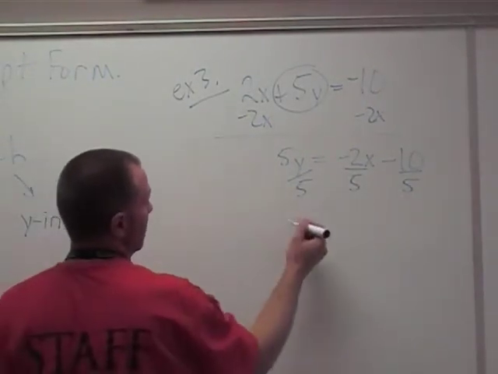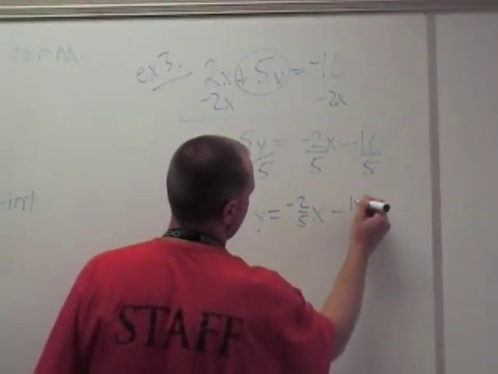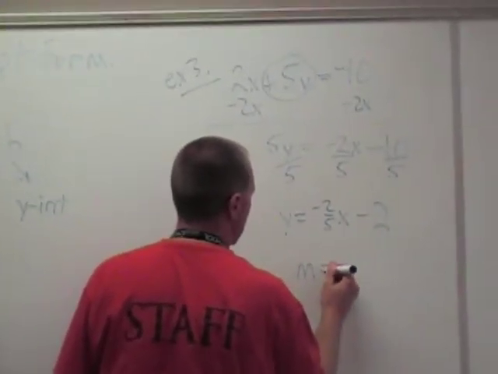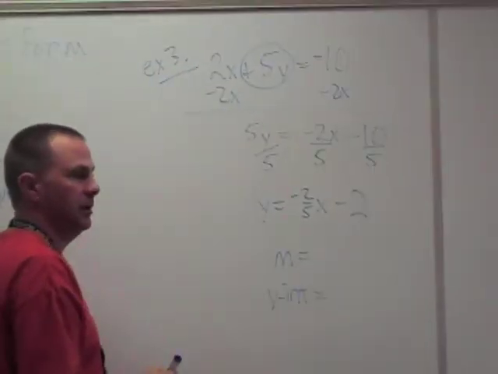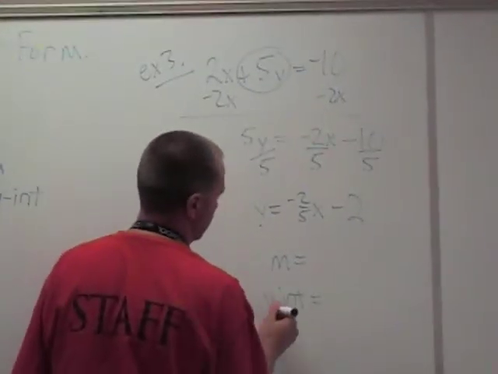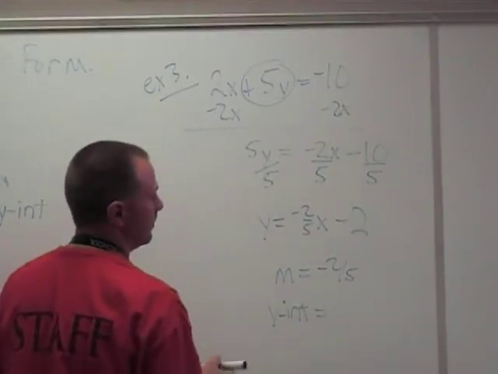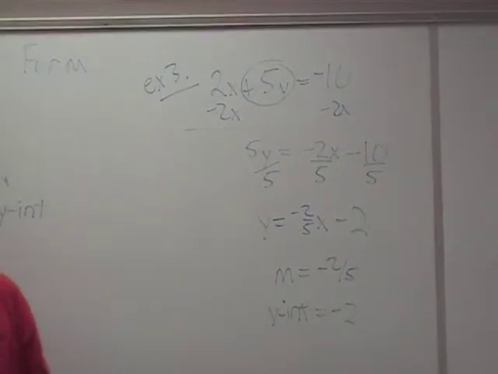Okay? So this is y equals negative 2/5 x minus 10/5. What's 10/5? So what is the slope and what is the y-intercept? Negative 2/5 is the slope. Negative 2 is the y-intercept. Everybody okay with that?